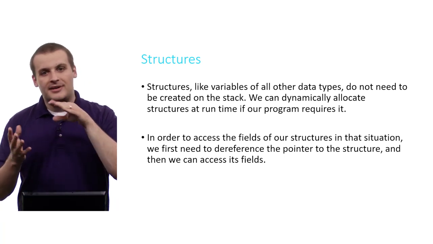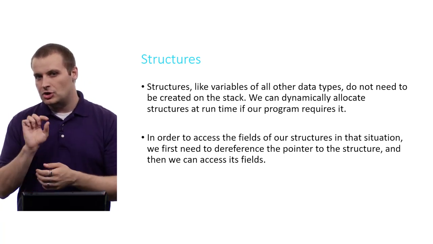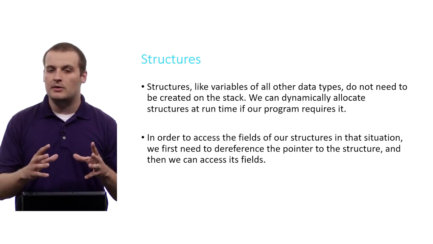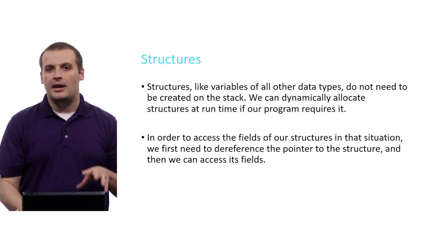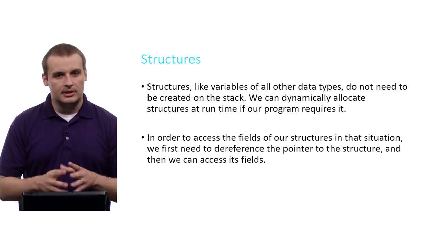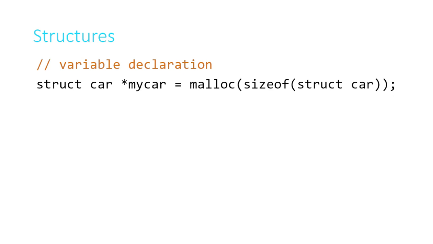In order to access our fields in that situation, we don't use just the dot operator because we have a pointer to a structure. We also have to first, as you may recall, dereference that pointer and then access its fields. It adds a little bit of extra stuff, but let's take a look again here. So here now, instead of statically declaring a struct car called mycar, I'm going to dynamically allocate a struct car called mycar. So struct car star mycar, and then I'm going to malloc space for a struct car.